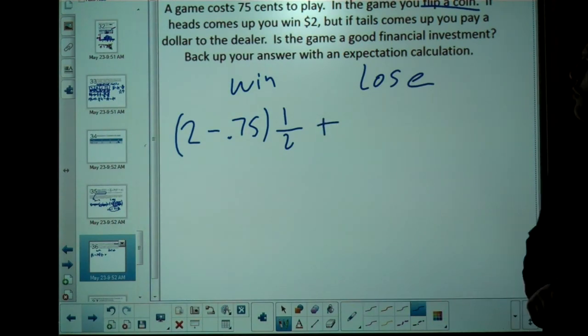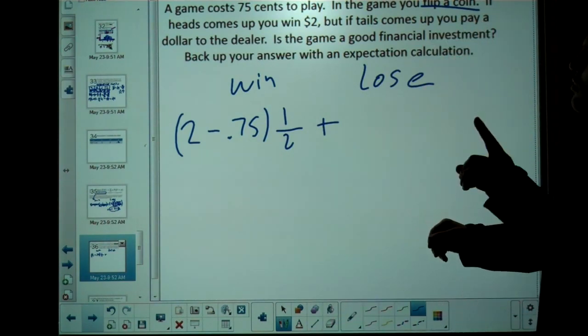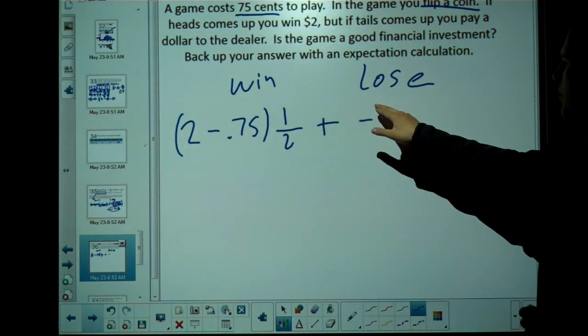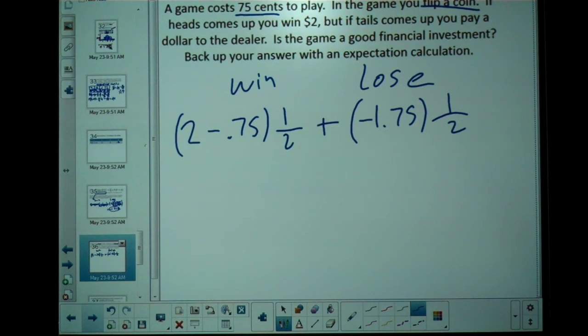What if you lose, though? If you lose, you pay an extra dollar to the dealer. What a terrible game. So the extra dollar to the dealer means you lose a dollar, but you also lose 75 cents because you're not getting a refund on that initial amount. So that's negative $1.75. That's what you lose, and you have a 1/2 probability of that happening. Let's do the calculation. Let's see if this game has a positive or a negative expectation. Alright, and when I do that, I get negative 0.25.